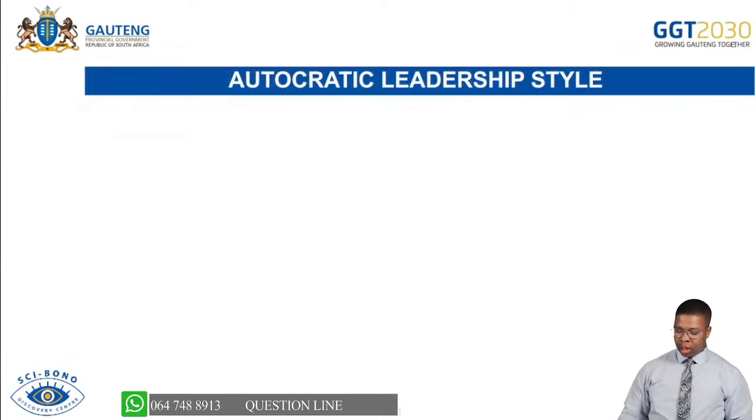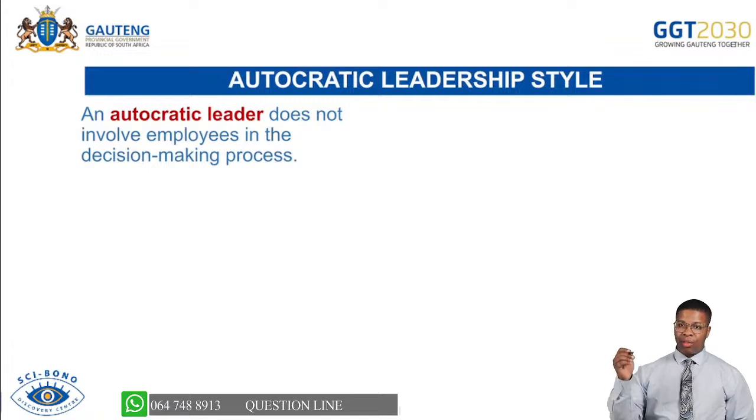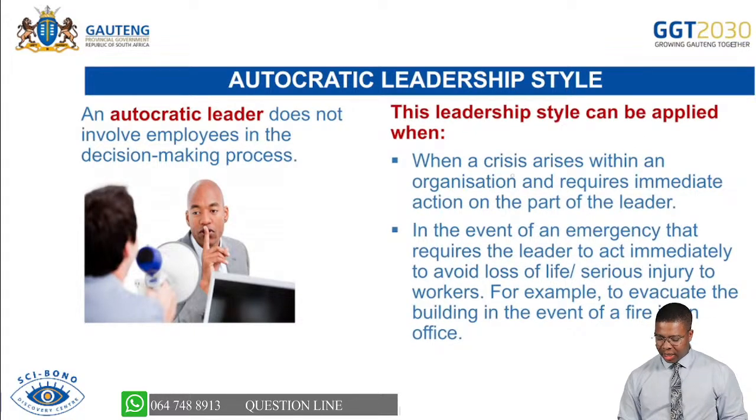Then as we proceed, we look into autocratic. An autocratic leader does not involve employees in decision making, as you can see from the picture. But when do you use that leadership style? You use that leadership style when there's a crisis within the organization and it requires immediate action on the part of the leader. That's number one. And in the event of an emergency, that requires the leader to act immediately to avoid loss of life, or when there's a serious injury to the worker.